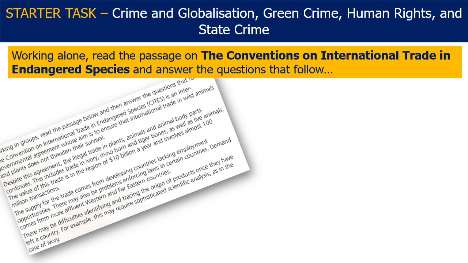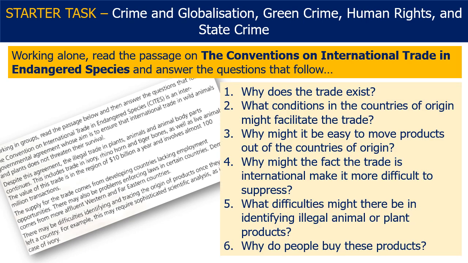All I want you to do is answer the following questions. Why does the trade exist? What conditions in the countries of origin might facilitate the trade? Why might it be easy to move products out of the countries of origin? Why might the fact that the trade is international make it difficult to suppress? What difficulties might there be in identifying illegal animal or plant products? And why do people buy these products? Let's take a moment to have a read through and to add your answers to the gaps in your booklet.